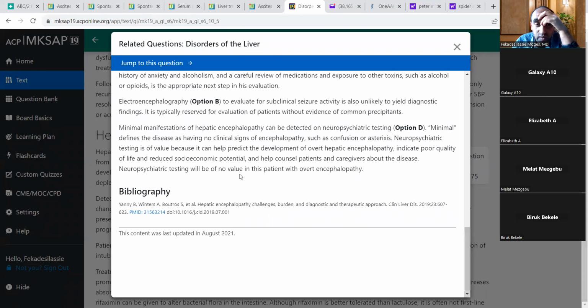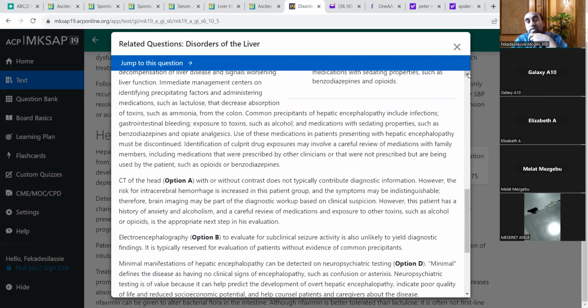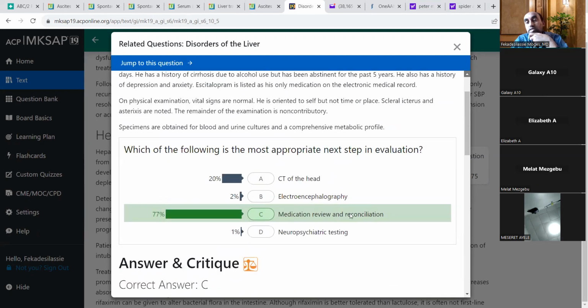Neuropsychiatric testing will be of no value in this patient with overt encephalopathy. That's the main reason. The patient has already developed overt encephalopathy with signs of asterixis, confusion, and disorientation. So neuropsychiatric evaluation is for patients with minimal manifestations of hepatic encephalopathy, not overt hepatic encephalopathy. So you have to reconcile medications and see if there is any predisposing medication like sedatives, narcotics, and all that.